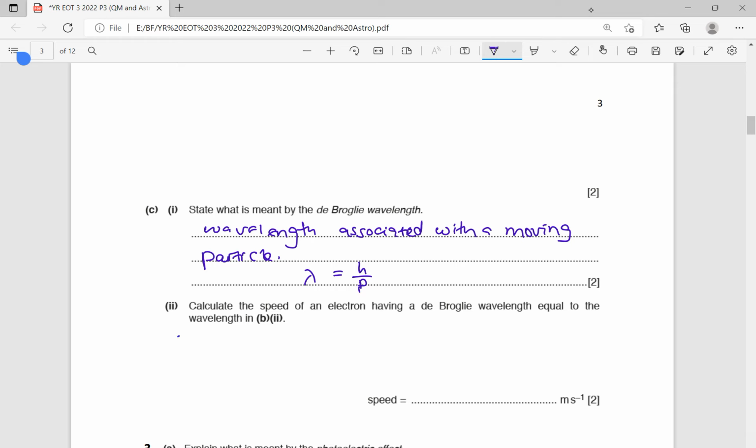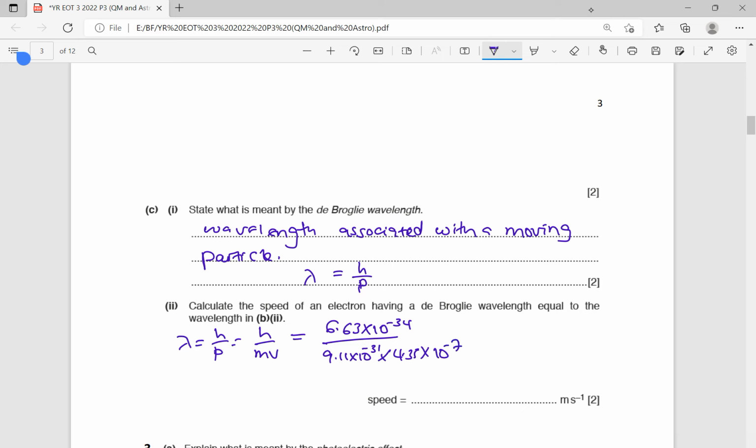So we have already seen the de Broglie wavelength is equal to h over the momentum. But if a particle has mass, then this will be h over m times v, because momentum is m times v. So we substitute: 6.63 times 10 power negative 34, divided by 9.11 times 10 power negative 31, that is the mass of an electron, then times 4.35 times 10 power negative 7, that is the wavelength that we have obtained above.